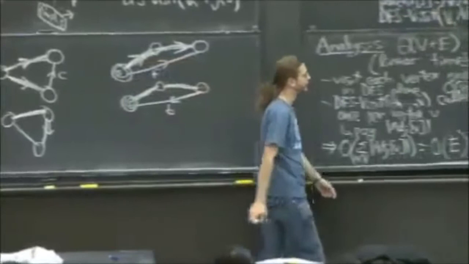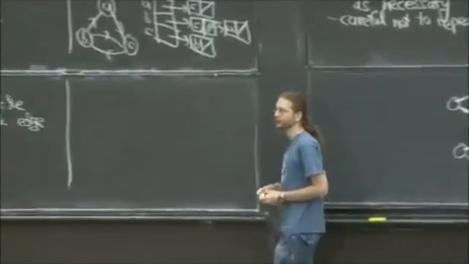Detecting cycles is pretty easy in undirected graphs. It's a little more subtle with directed graphs because you have to worry about the edge directions. So let's prove this.